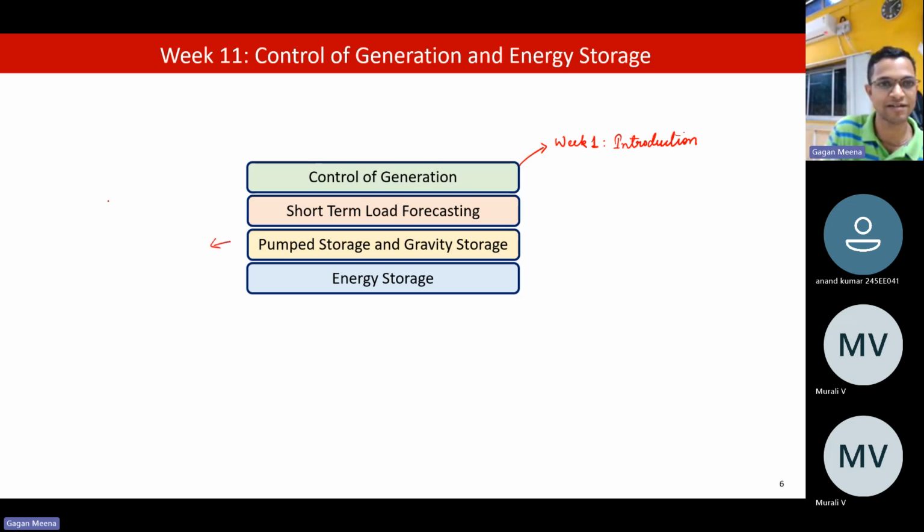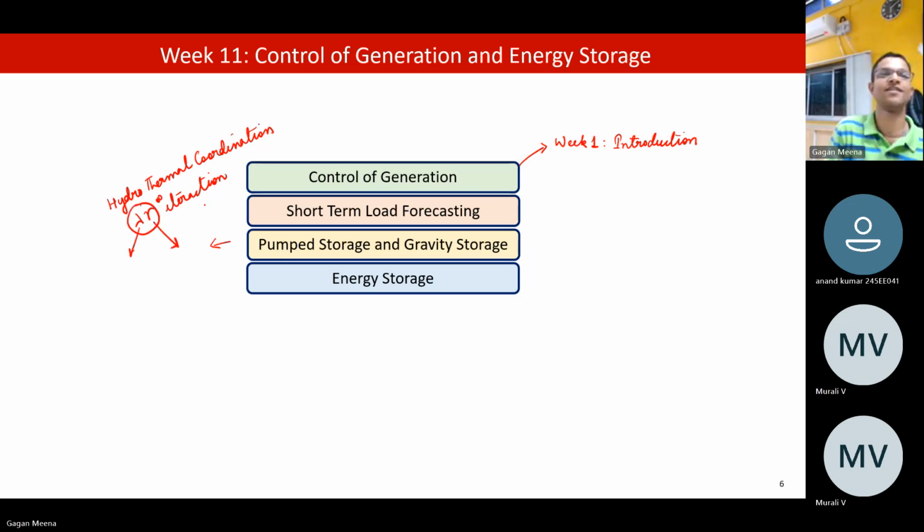We had discussed in that hydrothermal scheduling, that lambda iteration, right? Do you remember? So can you tell what lambda corresponds to, when we say we solve the economic dispatch using the lambda iteration method? What is this lambda? Lambda is the incremental fuel cost.